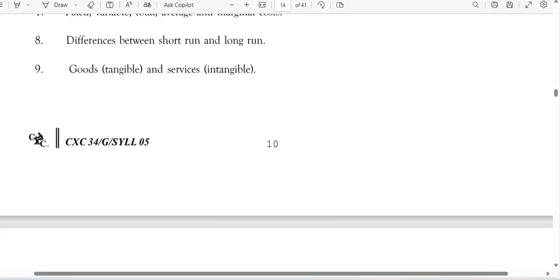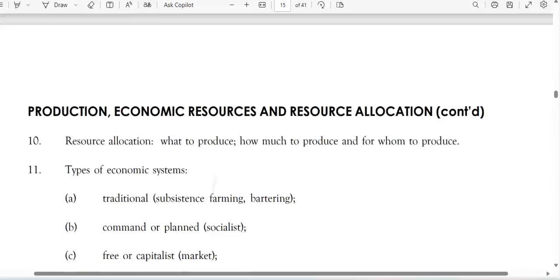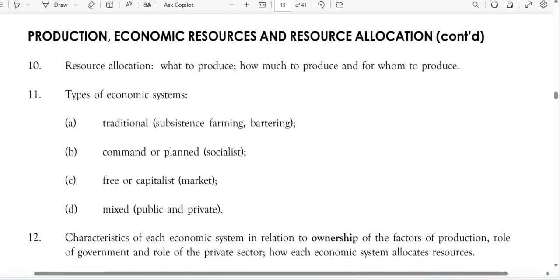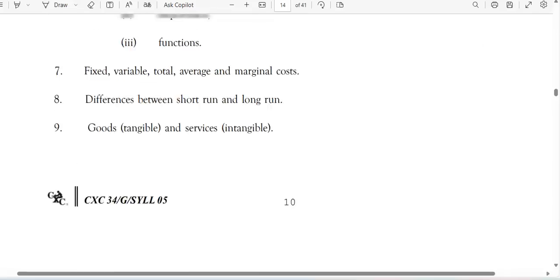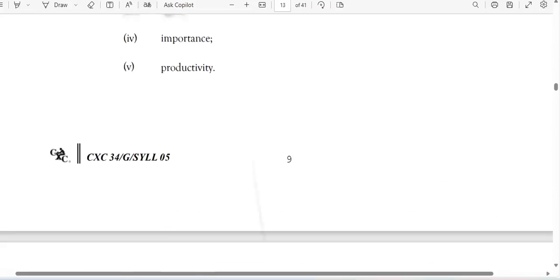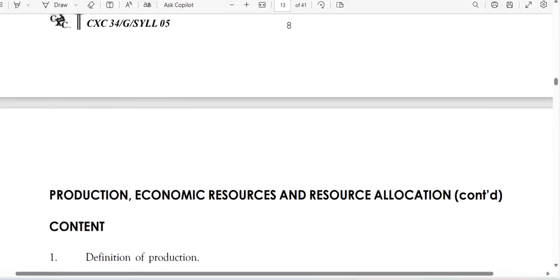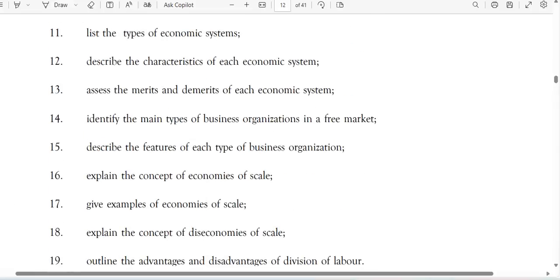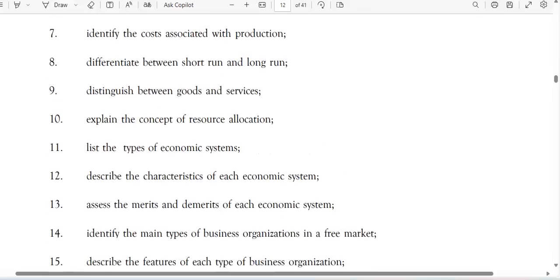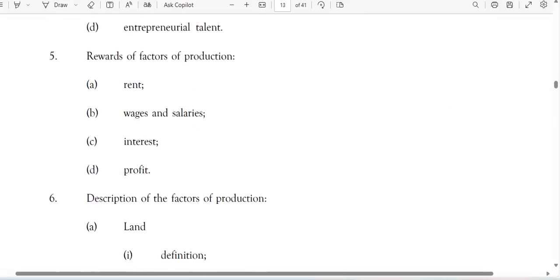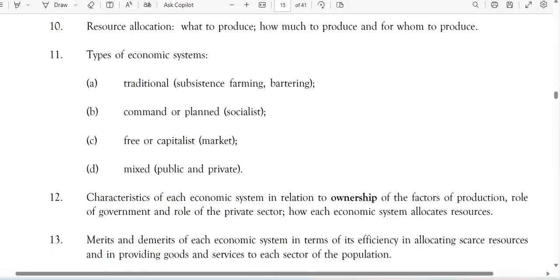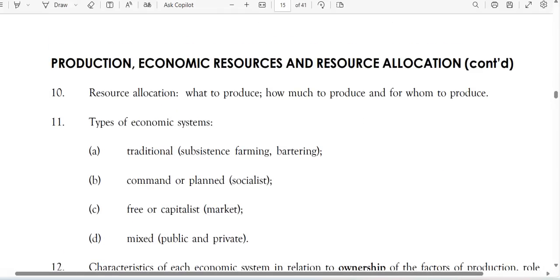it home physically. All right, let's go down to resource allocation: what to produce, how much to produce, and for whom to produce. Let's go up to the specific objective to see what is the objective for this. We are at, what number are we? Explain the concept of resource allocation. So in explaining your answer, you are to look at what to produce, how much to produce, and for whom to produce.